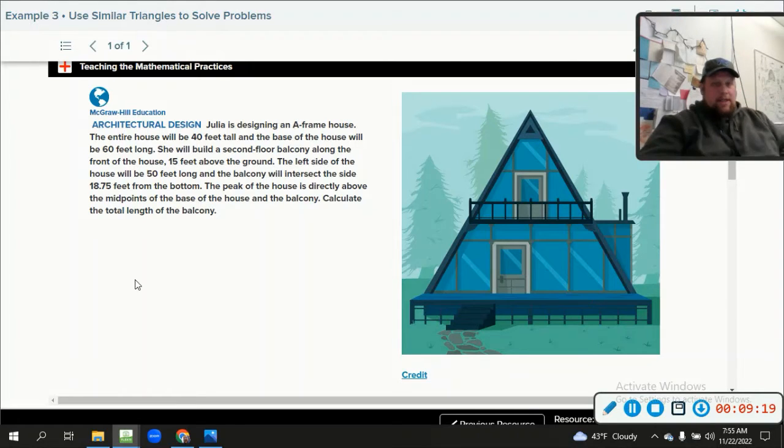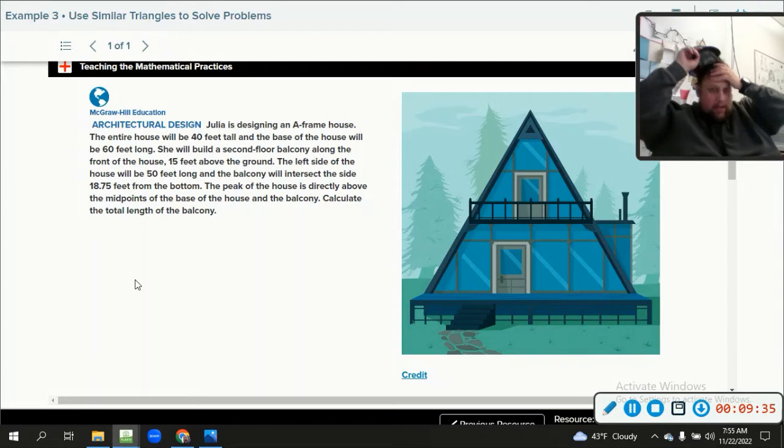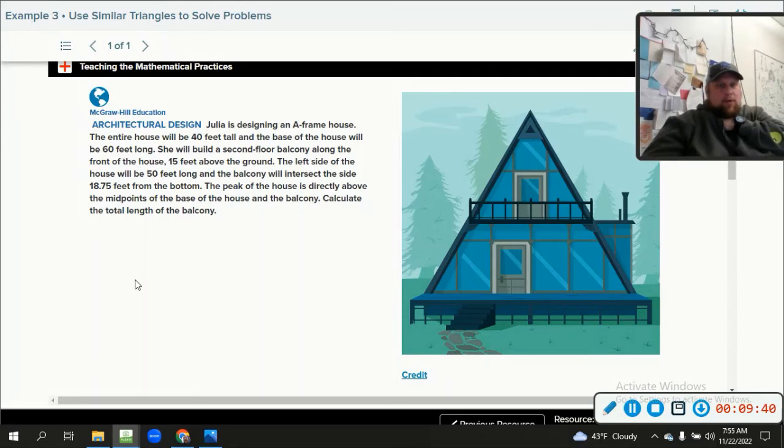So Julia is designing an A-frame house. The entire house will be 40 feet tall, and the base of the house will be 60 feet long. She will build a second-floor balcony along the front of the house, 15 feet above the ground. The left side of the house will be 50 feet long, and the balcony will intersect the side 18.75 feet from the bottom. The peak of the house is directly above the midpoint of the base. So in other words, that peak cuts this base in half, right? Calculate the total length of the balcony. We want the length of this balcony.